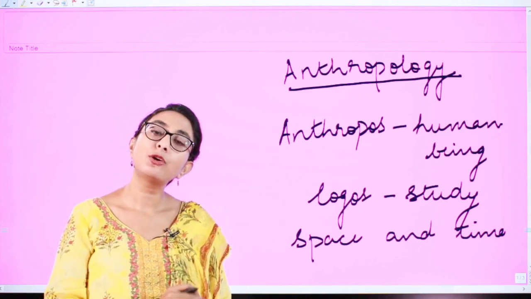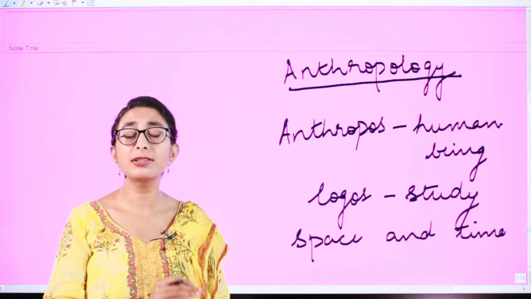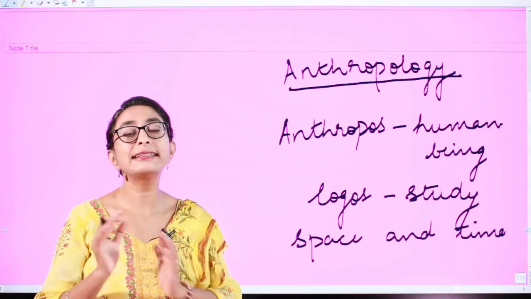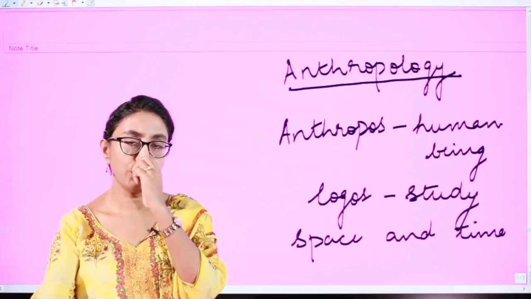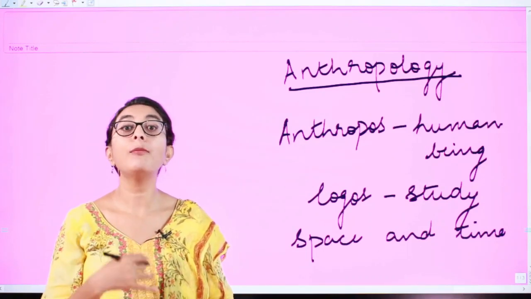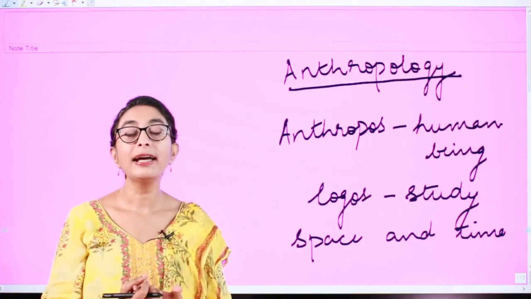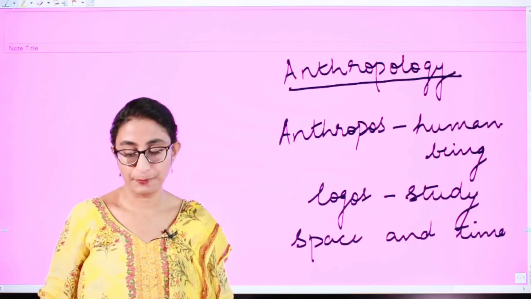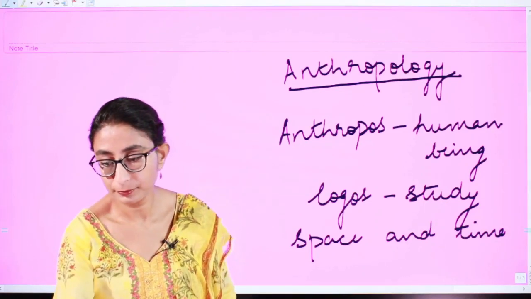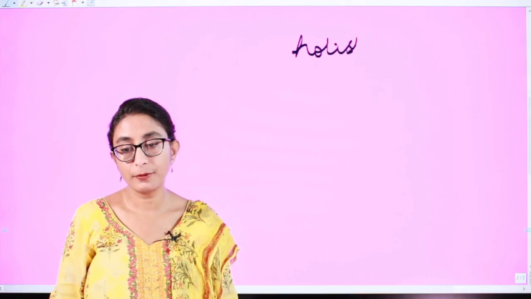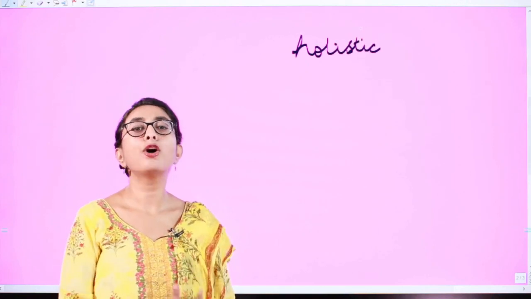Here we can call anthropology a holistic subject. It is rightly called a holistic subject because we do not study only a single aspect of human beings. We are studying human beings from all aspects, from all views, from all angles. And that is why anthropology is called a holistic subject, or a subject of holism. What do you mean by holistic or holism?